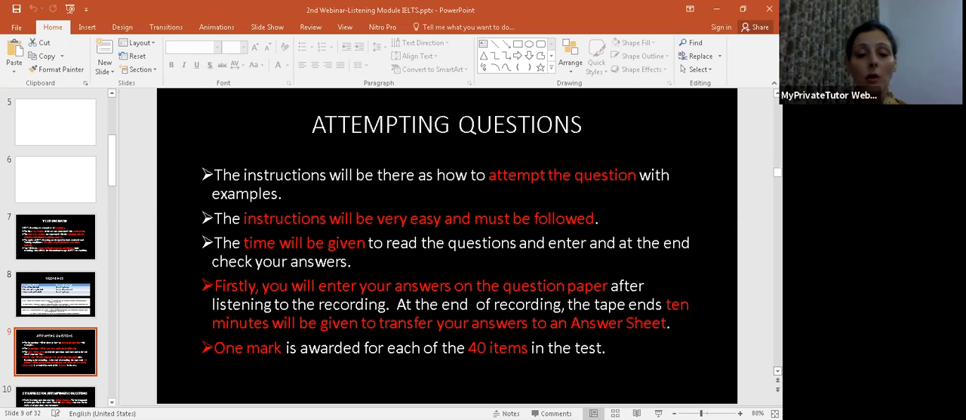1 mark is awarded for each of the 40 items. Overall, IELTS listening comprises 4 sections of 40 questions, so a mark is given to each question. You have to be very particular about that in answering the questions.